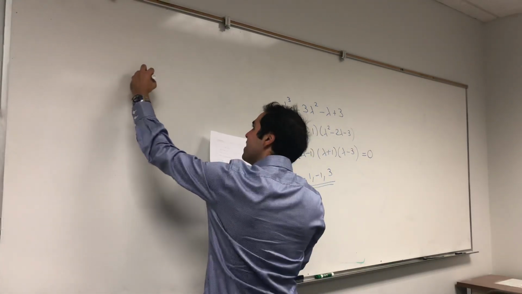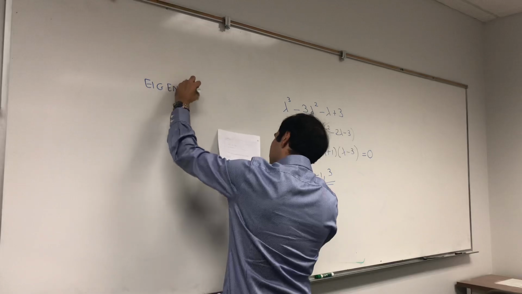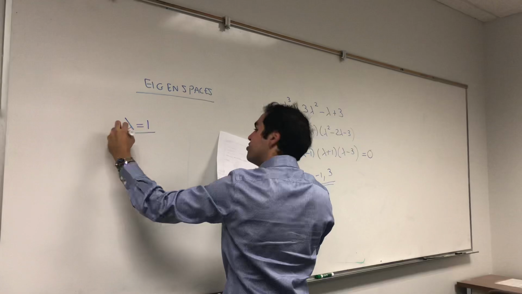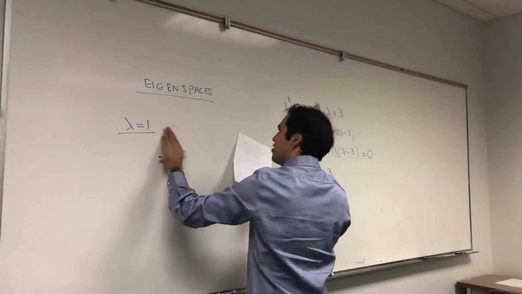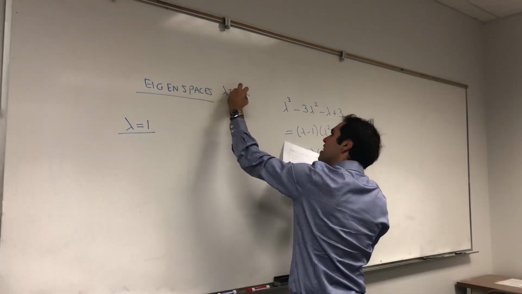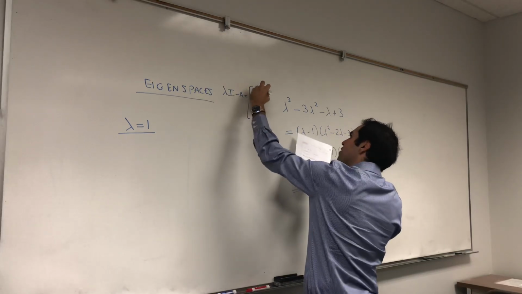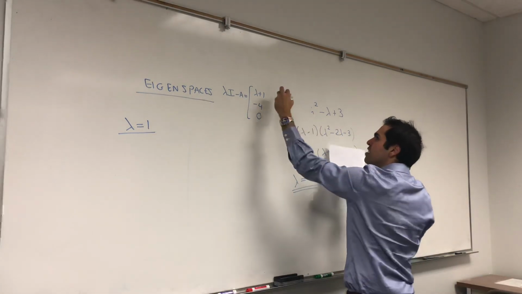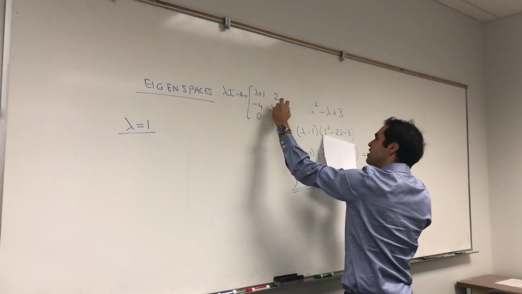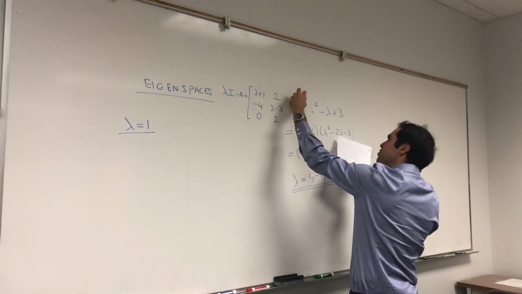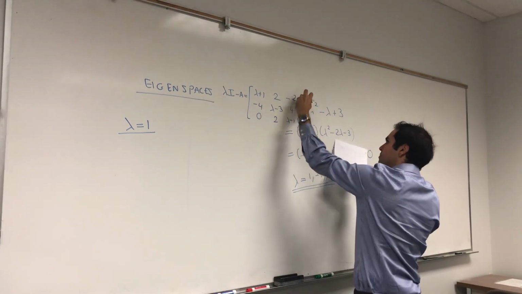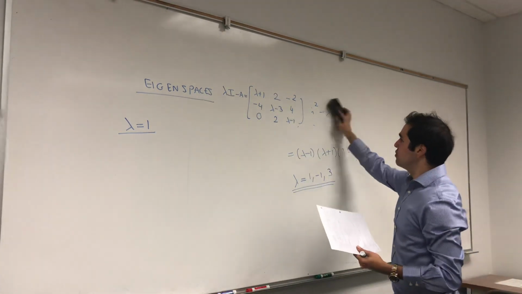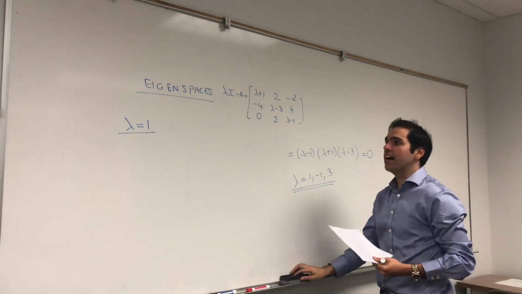So let's find the eigenspaces. I'm just going to do it for one eigenvalue, so let's do it for lambda equals 1. And I would like to remind you that lambda I minus A was the matrix: lambda plus 1, minus 4, 0, and then 2, lambda minus 3, 2, and minus 2, 4, lambda minus 1. So that was your matrix, the matrix whose determinant you took to find the eigenvalues.